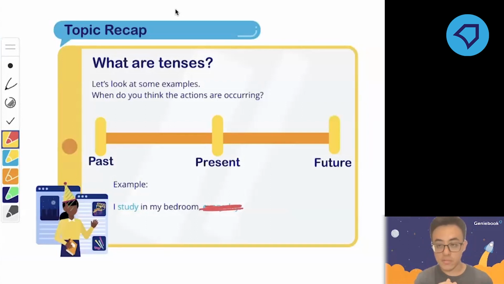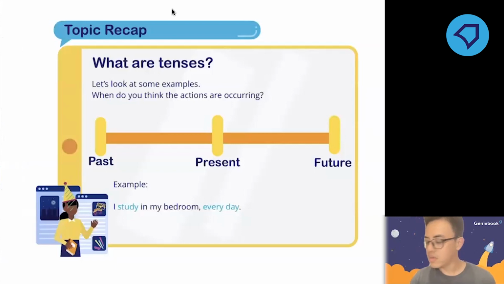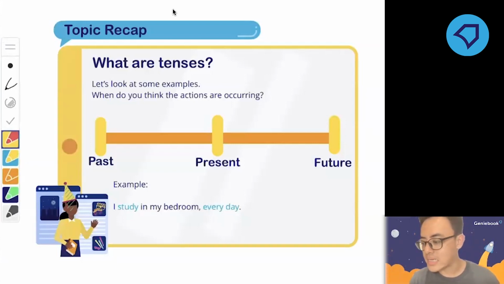Okay, now next one. I study in my bedroom. Now, even if you don't have the word every day, if you wrote it this way, I study in my bedroom, it can be in the present tense or it can be a general truth, something that you do all the time. Okay, so if there's an action that you are consistently doing, with the word every day, you use the present tense study.